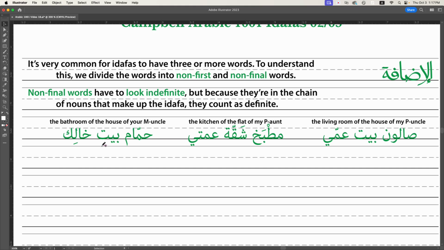For a lot of modern Americans, this is difficult because we don't really have quite as close a relationship with our extended family as Arabic speakers typically do. Not always true, but most of the time.